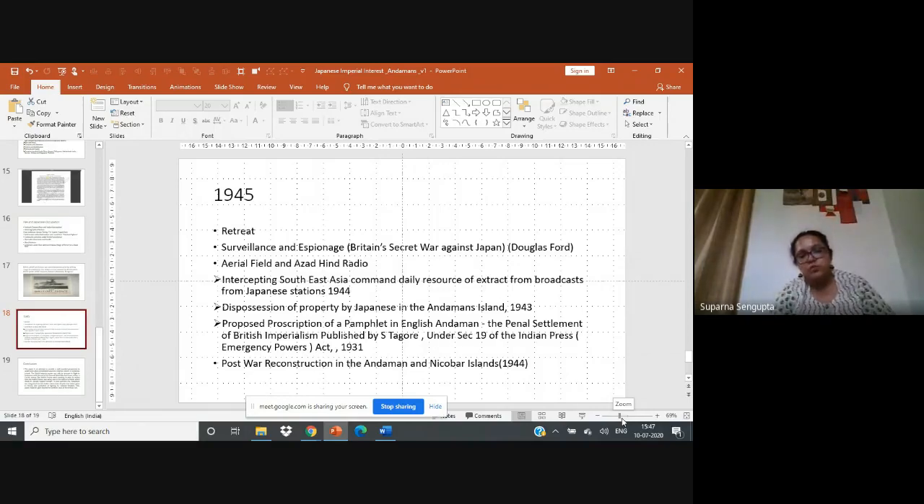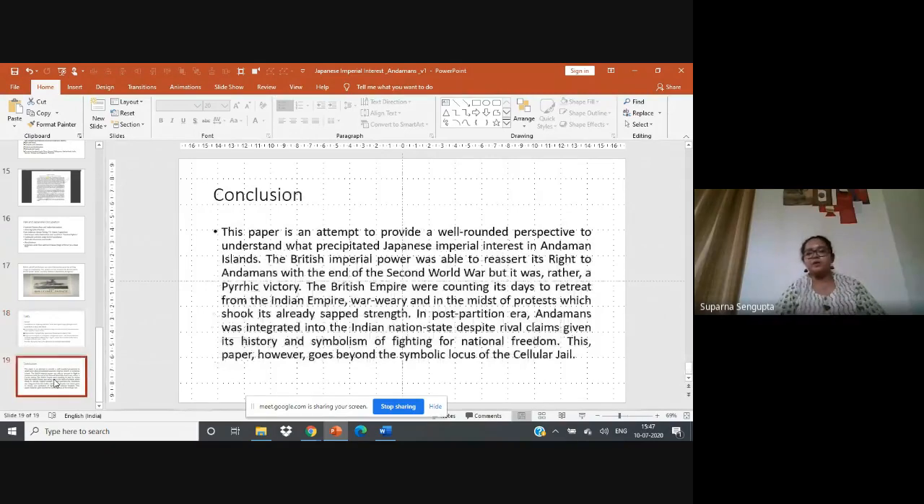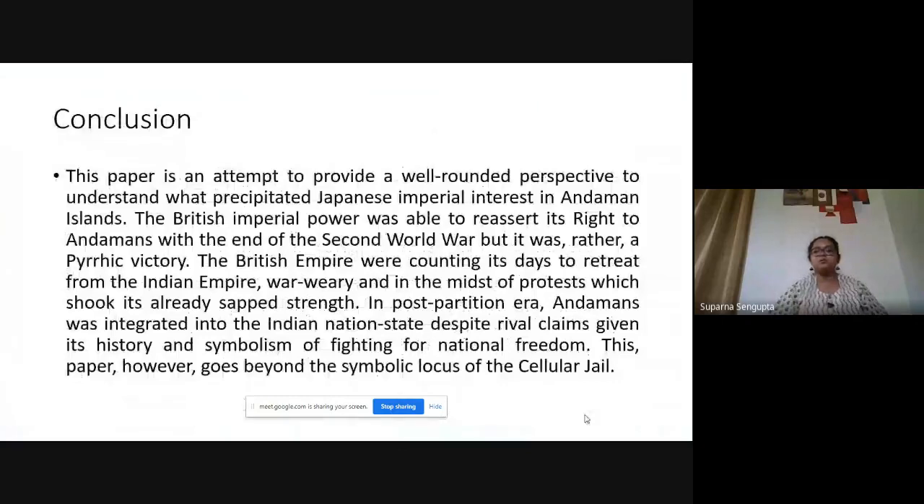And with the end of the war and the tragedy of Nagasaki and Hiroshima, there were also efforts to build and reconstruct the Andaman and Nicobar Islands in 1944. But by the time Japan was defeated, the British imperial power was also forced to retreat. And in conclusion, I would like to say that the British imperial power, despite reasserting its right to Andamans with the end of the Second World War, had a rather Pyrrhic victory.